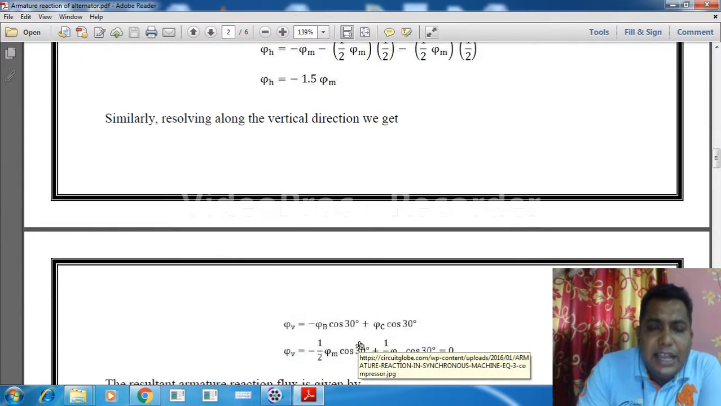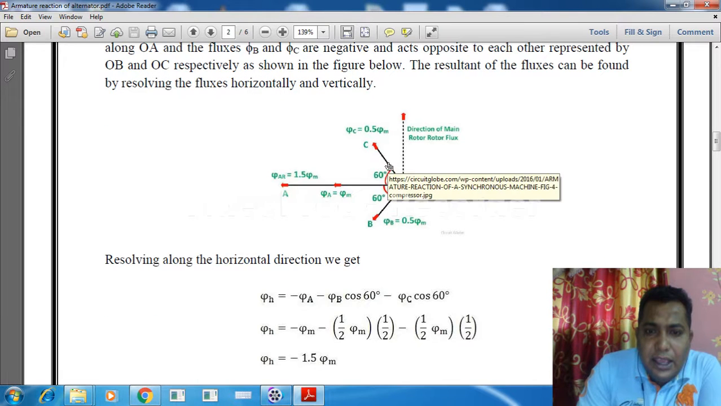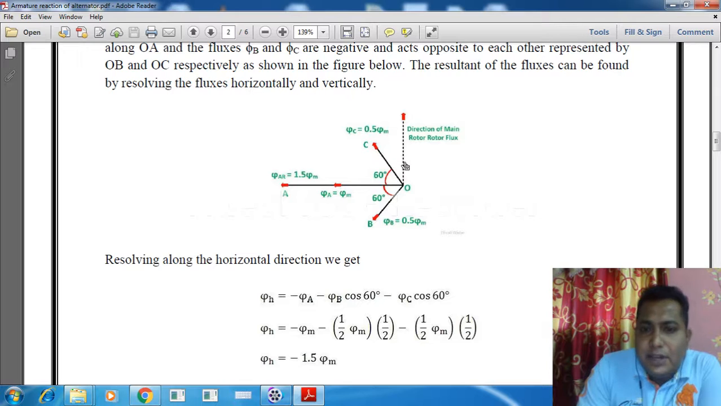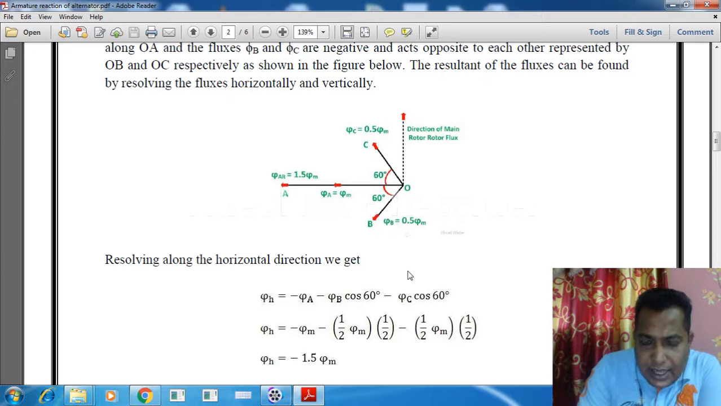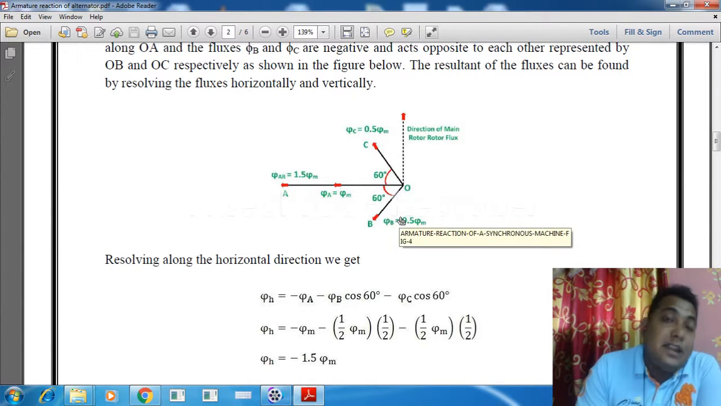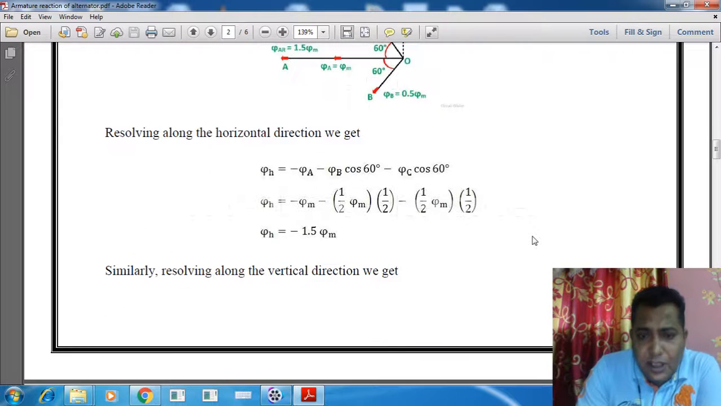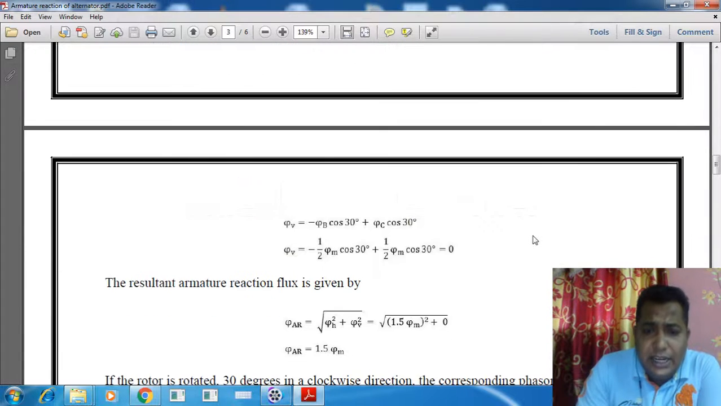So what is the angle from this c axis to this vertical? If the total is 90 and it is 60, what is the rest? 30 degrees. So if we extend this vertical axis here, what is the angle between this B and this vertical axis? That will be again 30 degrees. So we have to consider the cos 30 degree angle.